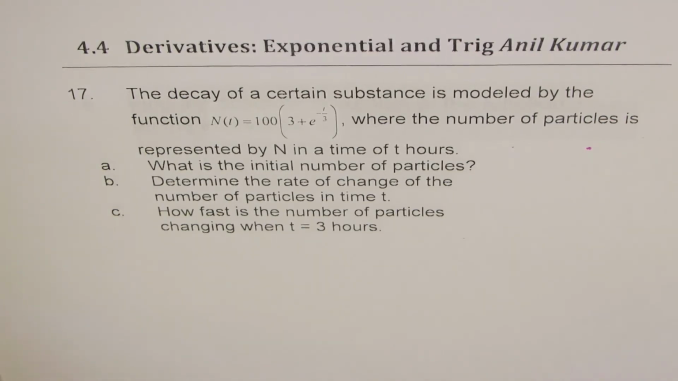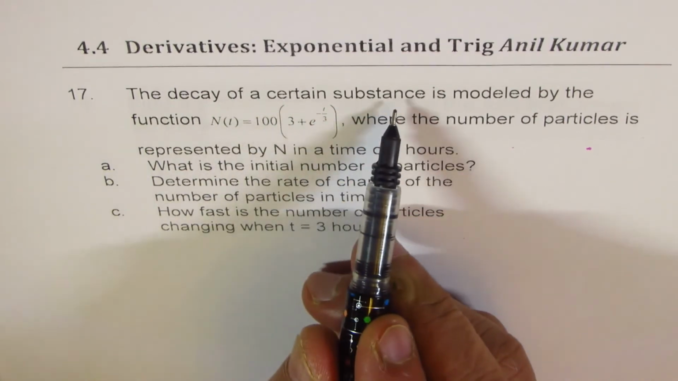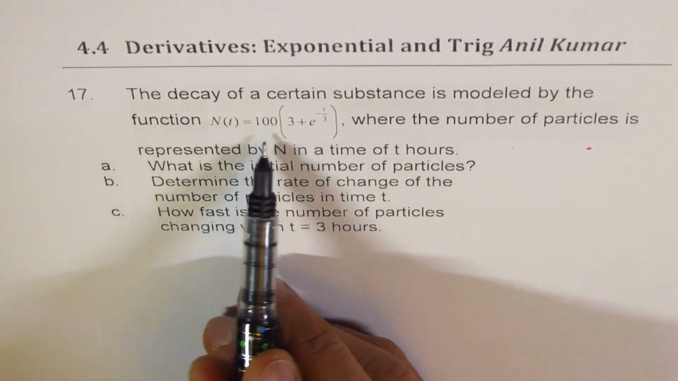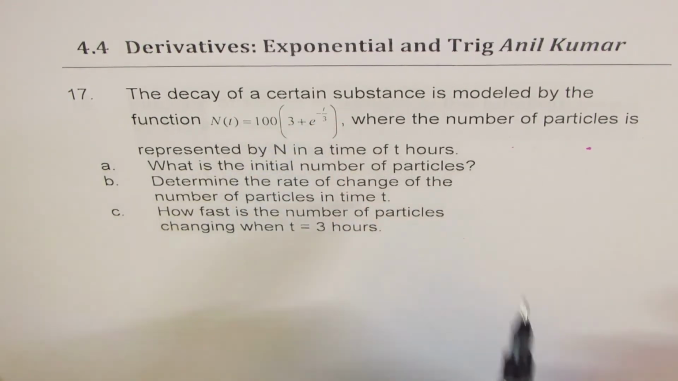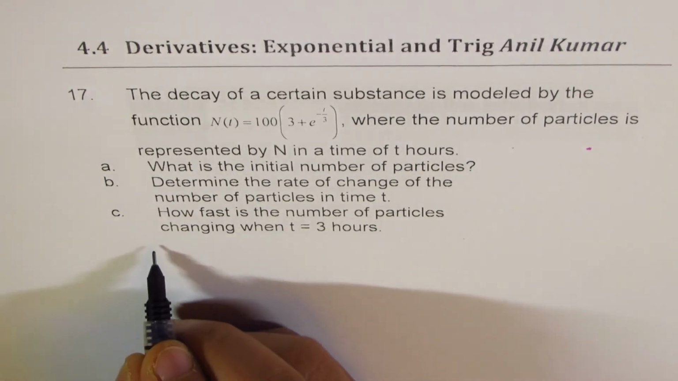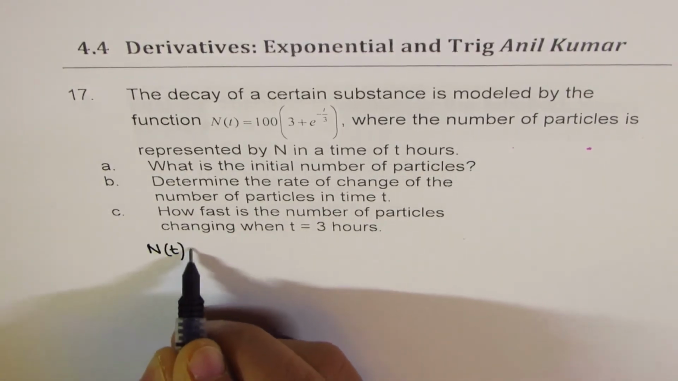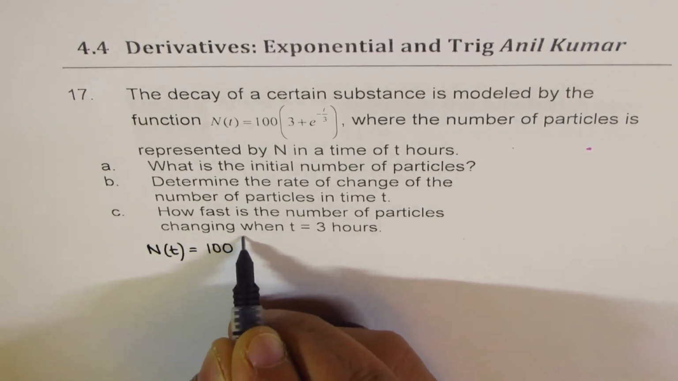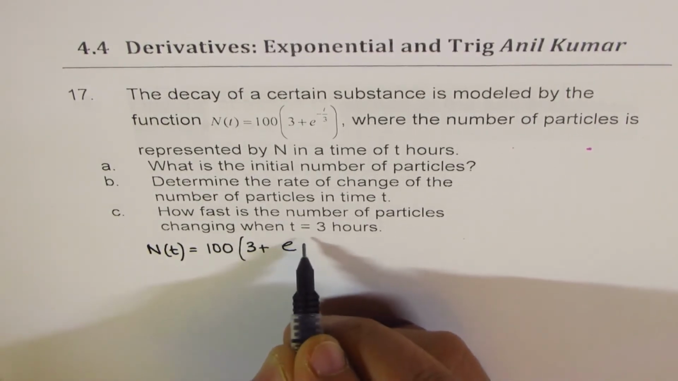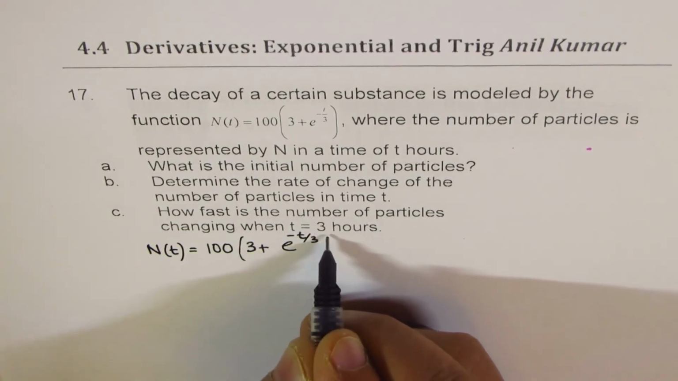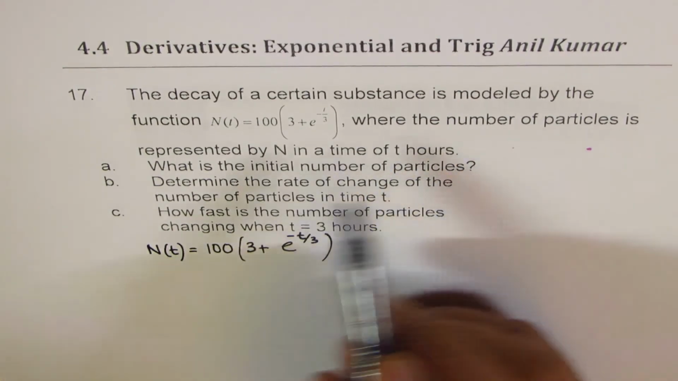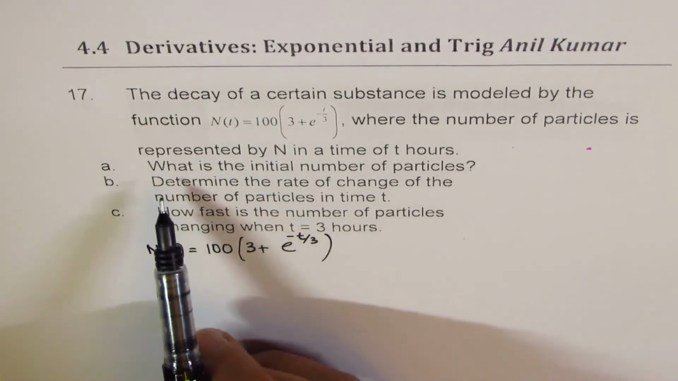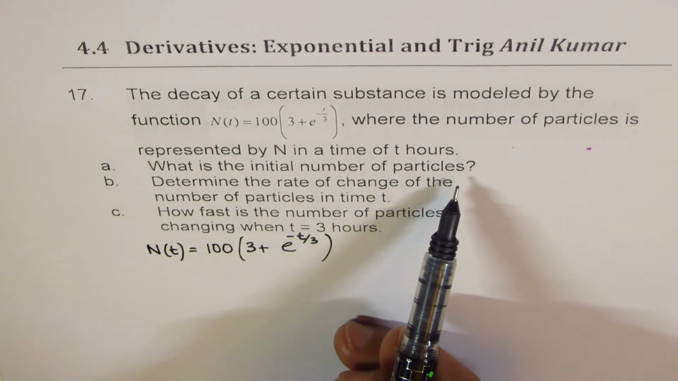Question number 17. The decay of a certain substance is modeled by the function n of t equals to 100 times (3 plus e to the power of minus t by 3), right? So let me write the function here. We are given n of t equals to 100 times (3 plus e to the power of minus t over 3). That's the function, represented by n in a time of t hours. Number of particles is represented by n. What is the initial number of particles?